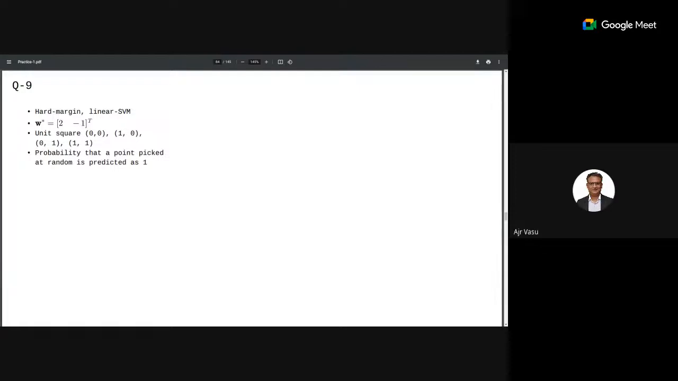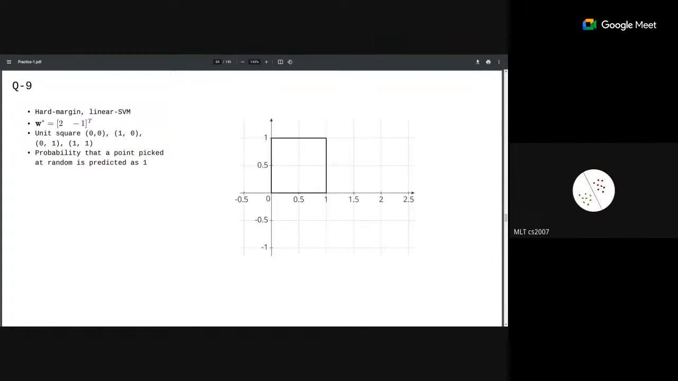I solved this, I got 0.75 as well. We'll come to that answer. Before that, for those seeing it for the first time, how do you approach this? We can take a graphical approach. The problem gives us a unit square, and you pick a point at random from inside it. You need to find the probability that it will be predicted as 1.